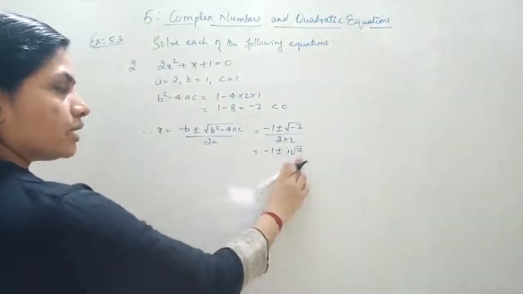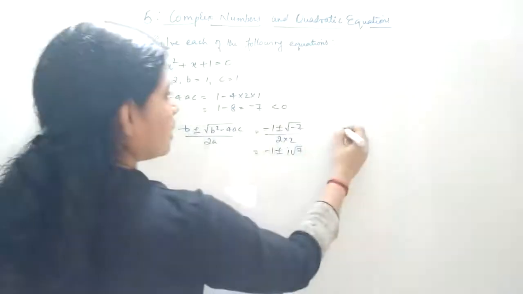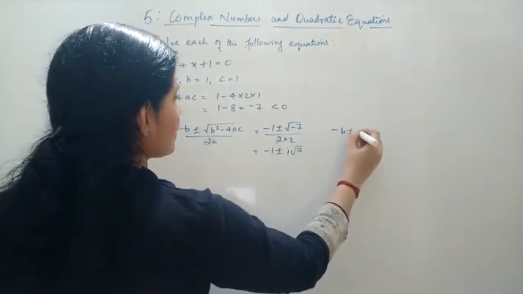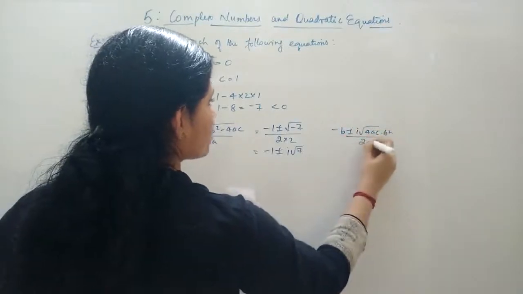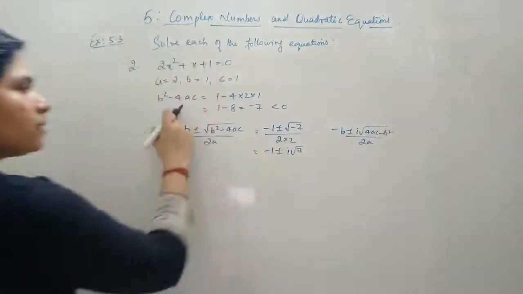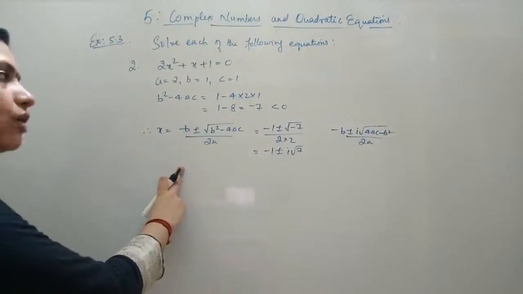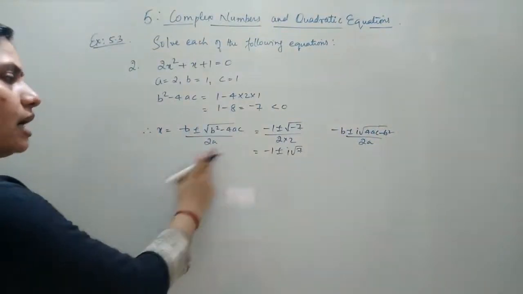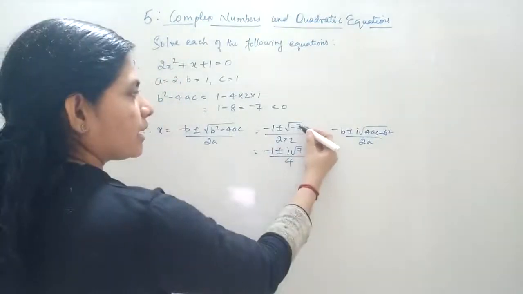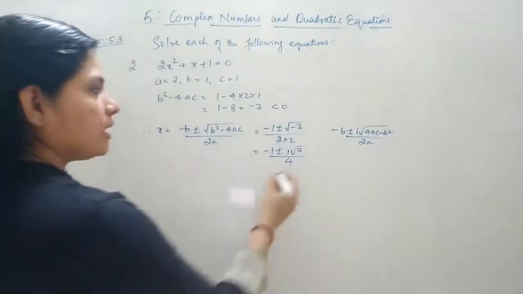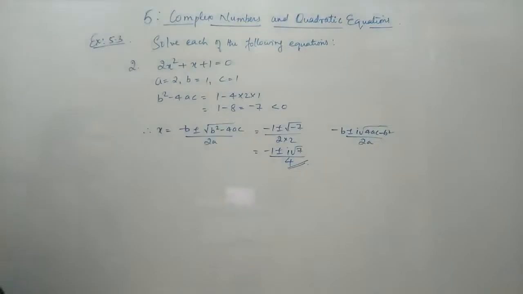Either you can do it the other way, which has the formula minus b plus or minus i root of 4ac minus b square by 2a directly, or else you can use the same formula which you have already studied as your quadratic formula and replace the values. So root of minus 7 will be written as i root 7, and this is your answer or solution.